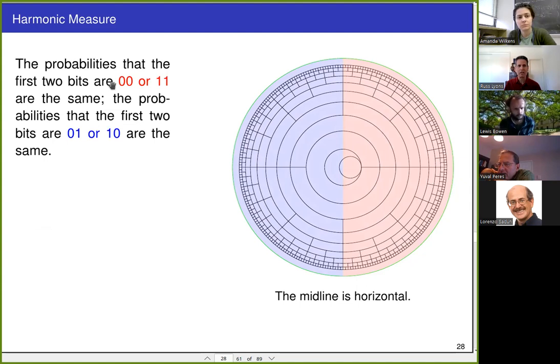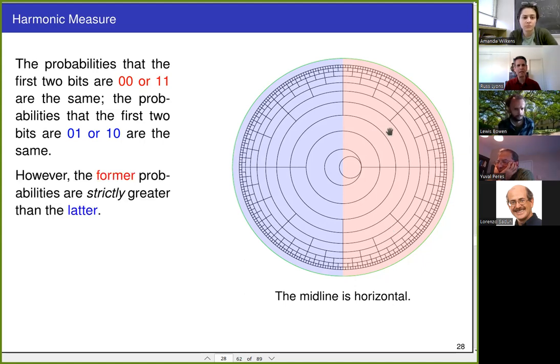First of all, I just grouped those into two pairs of bits, the red and the blue. So I claim that the probability of having 0, 0 as the first two bits in your harmonic measure is the same as 1, 1. And likewise, 0, 1 is the same as 1, 0. That's because of this symmetry in the midline, right? We're starting right here in the middle. So you're equally likely to end up above as below. Right? Yeah. But what about the left compared to the right?